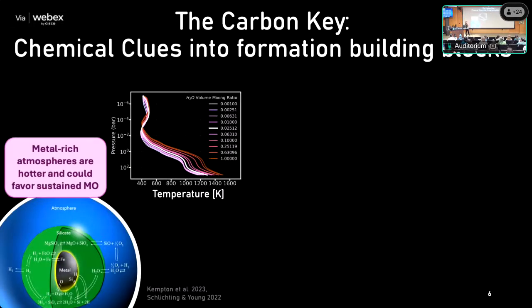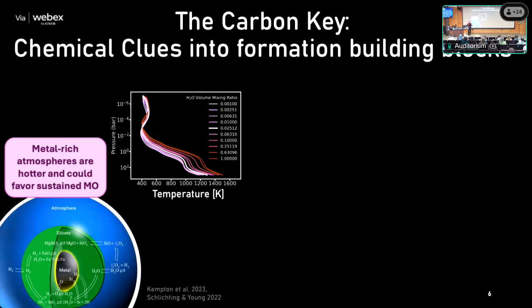So what I want to argue here is that there's a lot of value that can be gained in the understanding of planetary building blocks, especially for these small sub-Neptunes, by looking for carbon species. First, when you have a metal-rich planetary atmosphere, you're looking at temperature as a function of pressure on this plot here. Metal-rich atmospheres are actually hotter. And so potentially that can help sustain a magma ocean, so an interface between the atmosphere and the interior where you can have effective chemical exchanges over long periods of time.